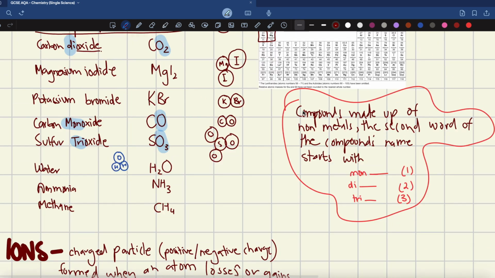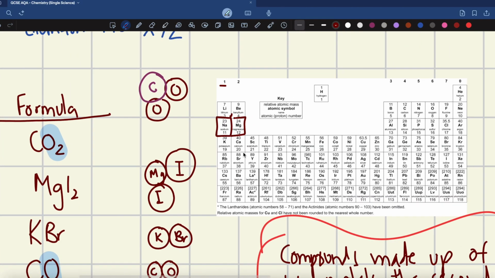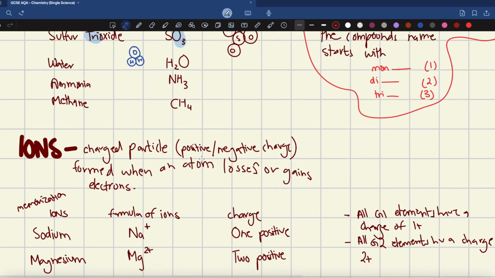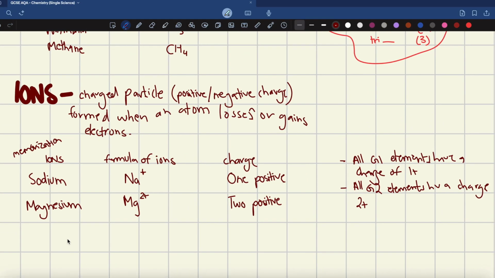Hence, if magnesium has a charge of 2 plus, then calcium also has a charge of 2 plus. Beryllium also has a charge of 2 plus. Lithium, being in the first group, has a charge of 1 positive. Potassium also has a 1 positive charge. Moving on to the other ions that you're supposed to remember by heart.